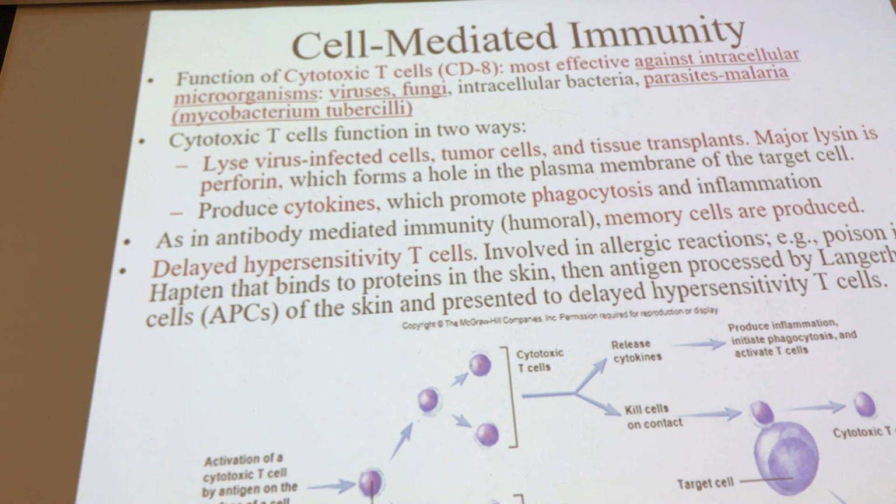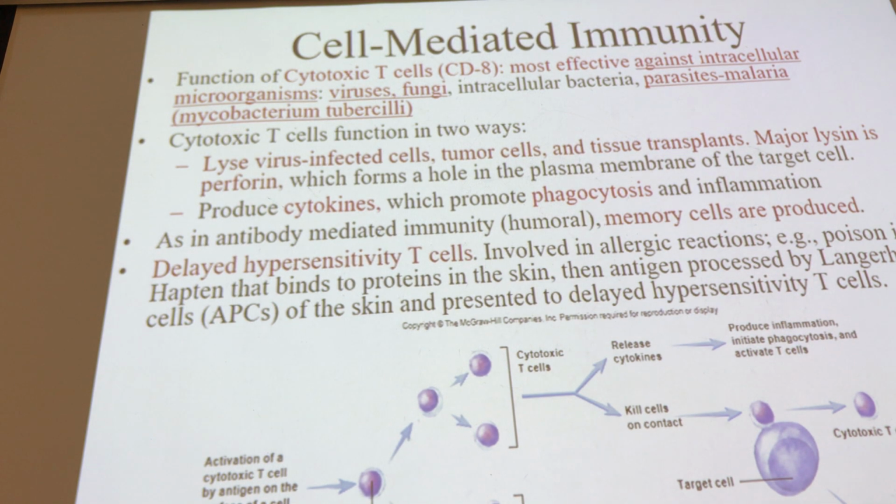These cytotoxic T cells function in 2 ways. They kill virally infected cells. So these are the ones that actually do the killing, right? Helper T cells are in the background. They help activate the cytotoxic T cells. But once active, it is these cytotoxic T cells that will then kill virally infected cells. It lyses virally infected cells, tumor cells, and tissue transplanted cells.